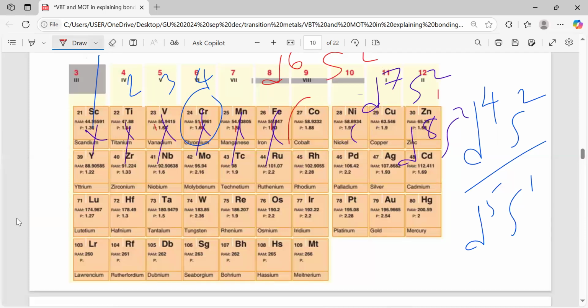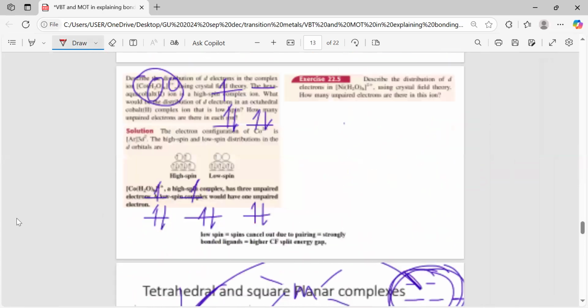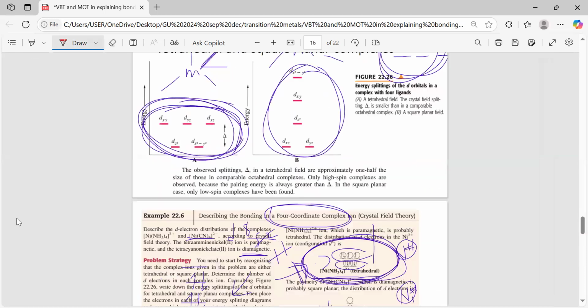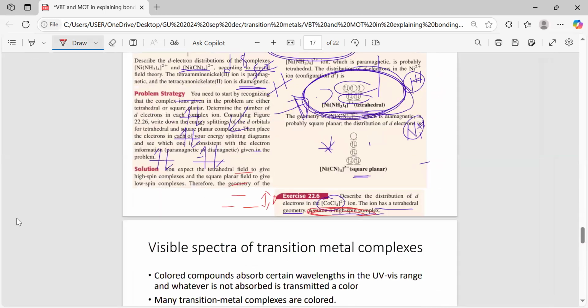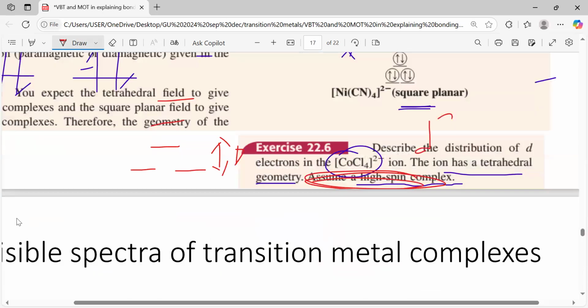And here is cobalt. 1, 2, 3, 4, 5, 6, 7. So it's a D7. So we quickly go to that. Already know that it's now D7. So it is D7 S2. So we can easily calculate the charge on cobalt. We know how to calculate it. And if you calculate it, you'll get it's +2.